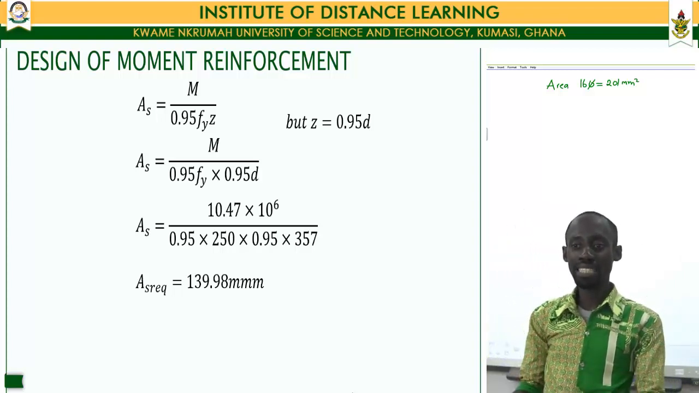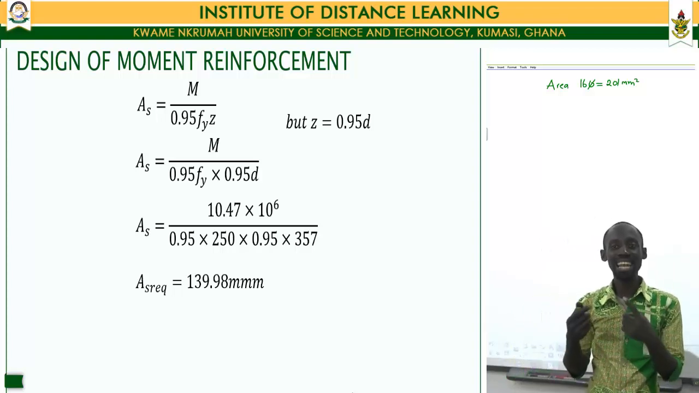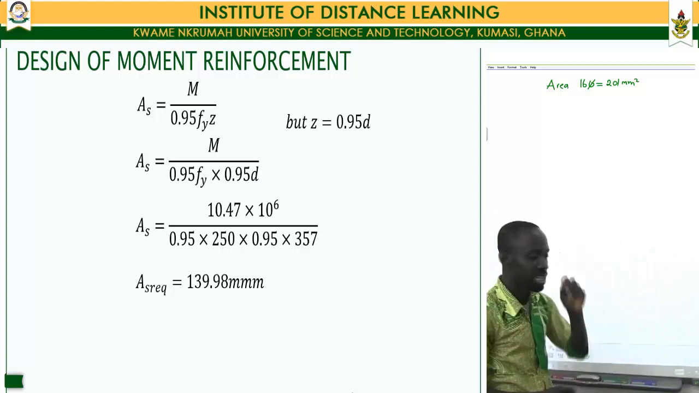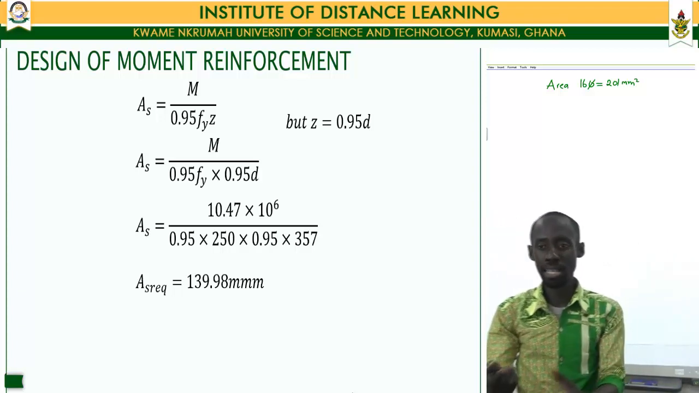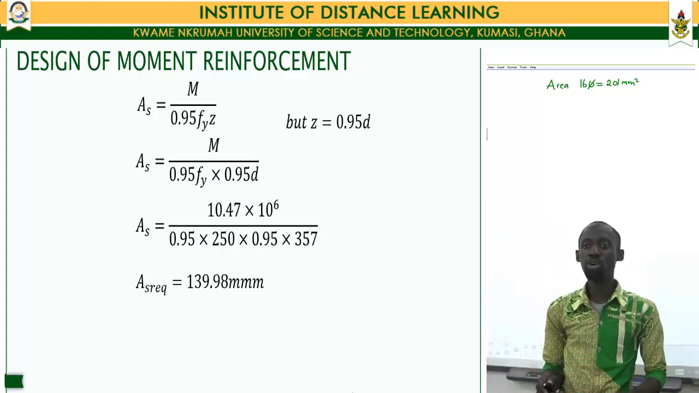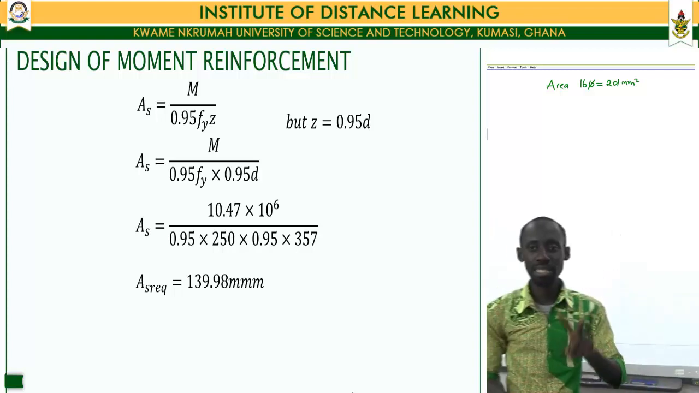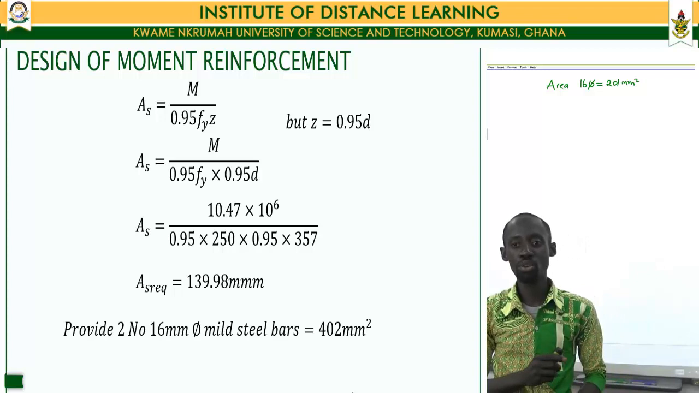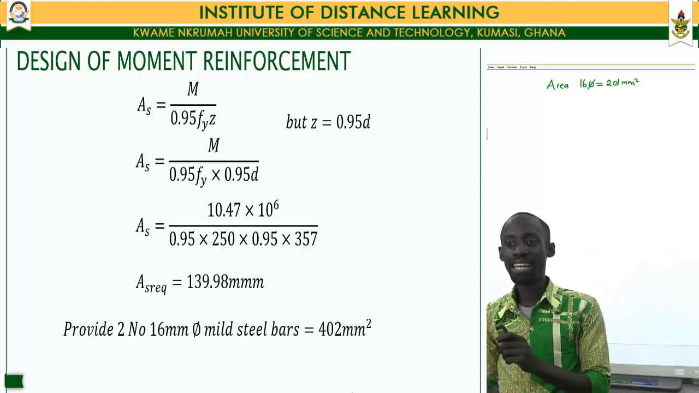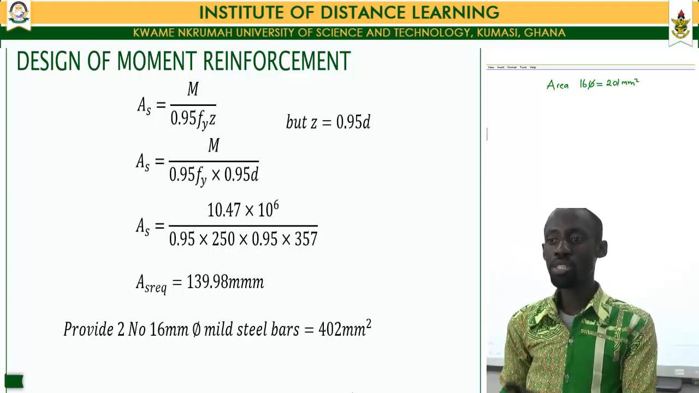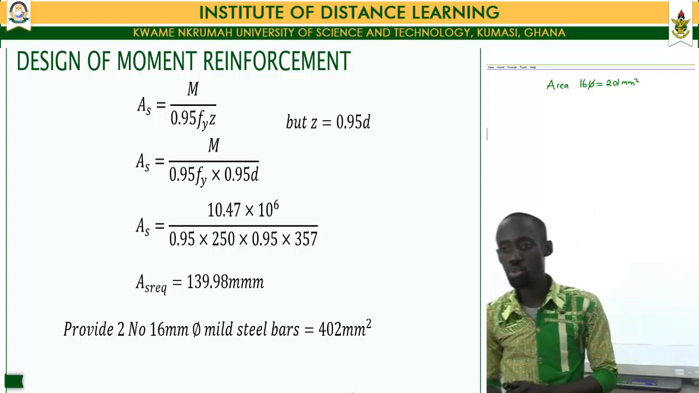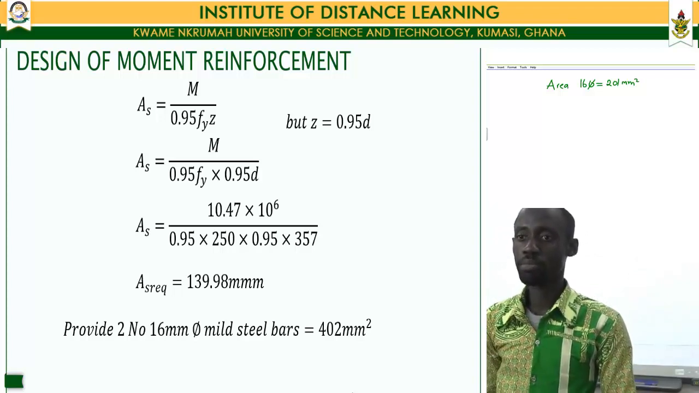So if I'm providing tension reinforcement in a beam, I can't place less than 2 bars at that zone. If I pick one 16 mm diameter bar, it has an area which far surpasses the area required. But because we cannot provide just one reinforcement in our tension zone, we make use of 2 16 mm reinforcement bars within our tension zone. So we are providing 2 number 16 mm diameter mild steel bars, and that gives us a total area of 402 millimeters squared, since one 16 mm diameter bar has an area of 201 millimeters squared.